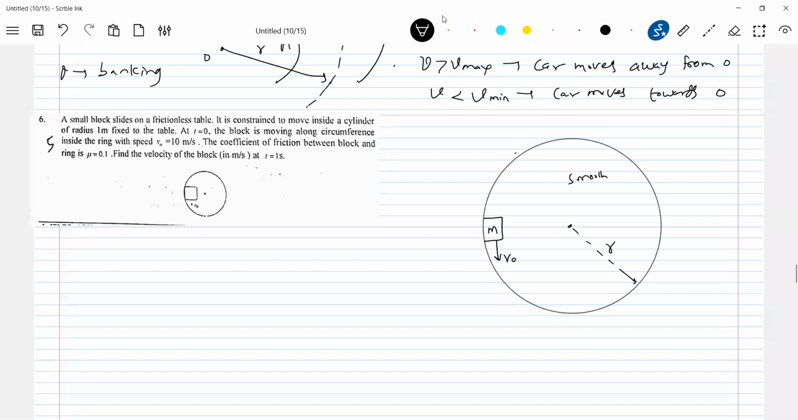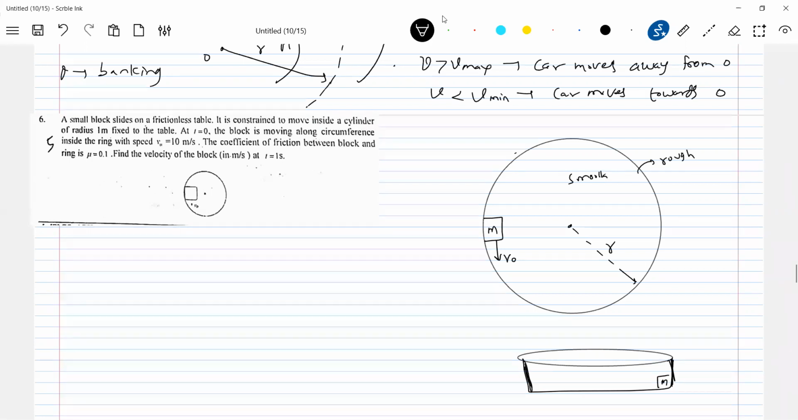The surface is smooth, this inner wall will be rough. You can take it something like this bowl. Here you are going to keep a block, and if you give velocity, it will start moving inside this particular thing, and this particular wall will be rough.